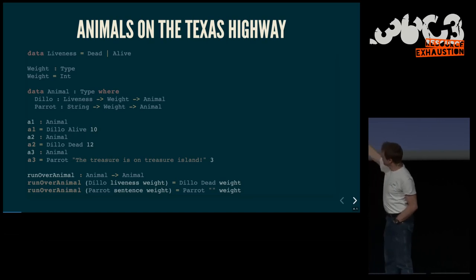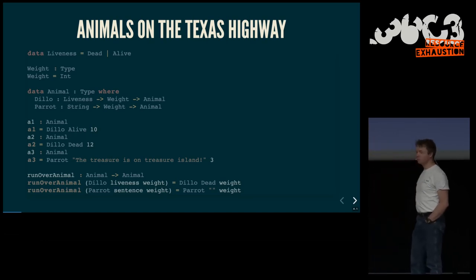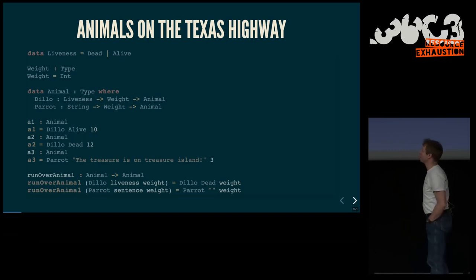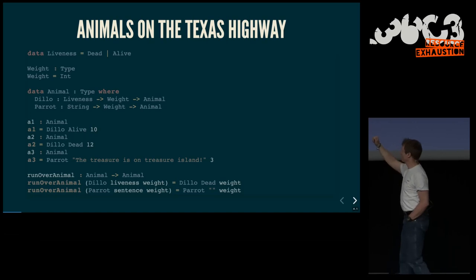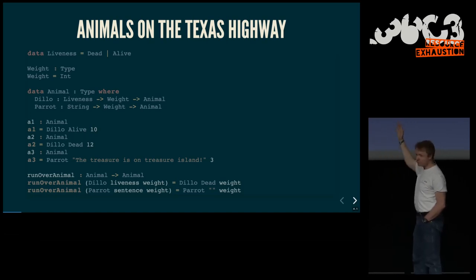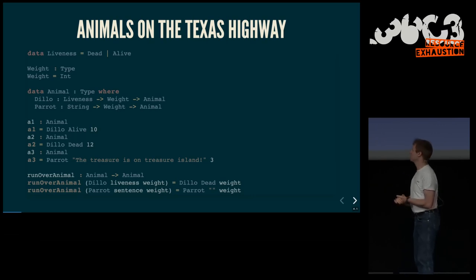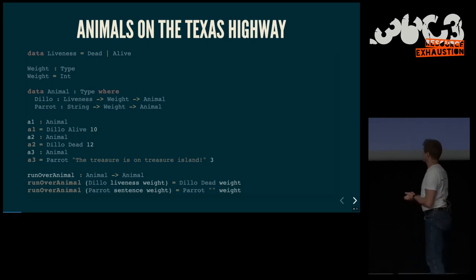And if you look down there where it says A1, A2, and A3, that has three examples of animals. It says A1 colon Animal, just to say that A1 is an Animal. Idris is a language that always has type declarations. And it says A1 is Dillo Alive 10, and that means it's an armadillo, it's still alive, and it weighs, let's say, 10 kilograms. The second one is dead, a little bit heavier, weighs 12 kilograms. And the third animal is a parrot that knows, well, it's a pirate's parrot, obviously, and maybe weighs 3 kilograms.